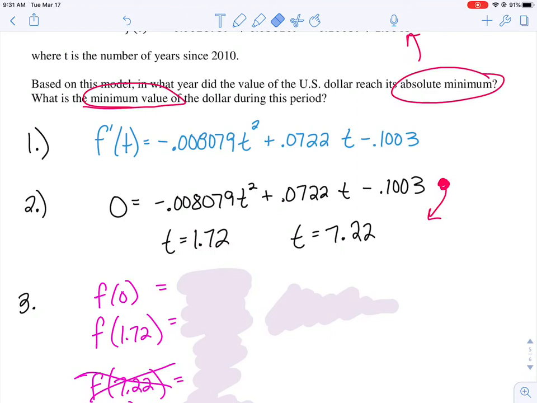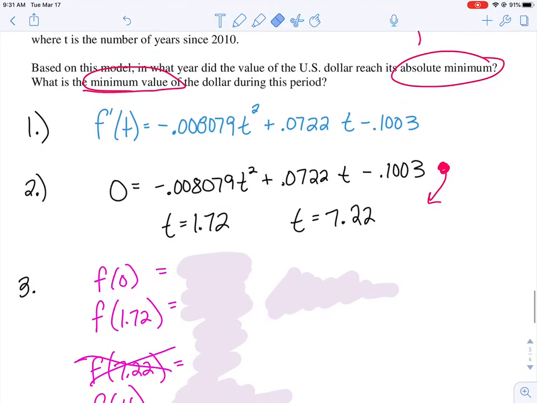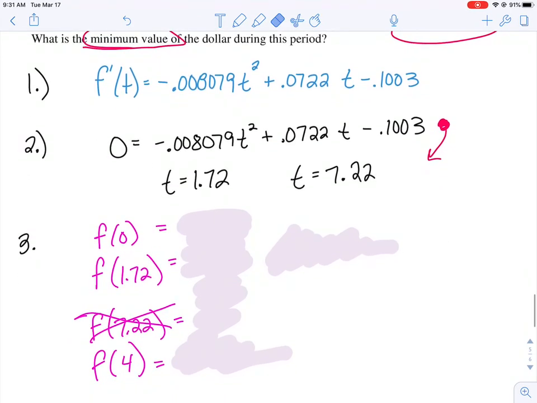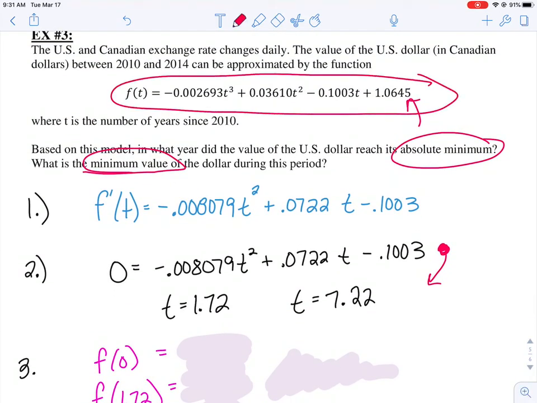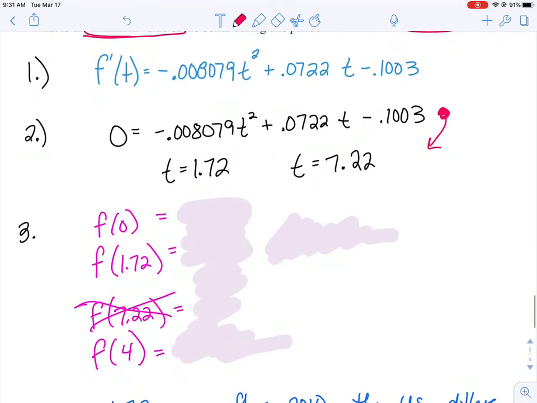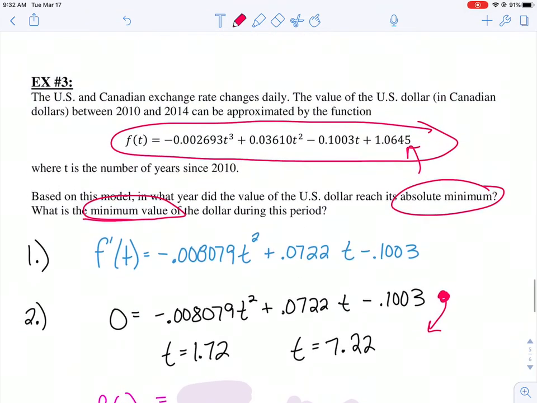So in my calculator, I figured out that my critical numbers are at 7.22 and 1.72. Now, once I find these critical numbers, remember we're going to take these critical numbers and we're going to plug it into the original problem and the original function. So that's this big craziness up here. Again, I'm going to show you in that video how to take your critical numbers and plug it into the original without having to redo it every single time in your calculator and make a mistake. Okay? But I'm going to take my critical numbers, remember that was the 1.72 and the 7.22, and plug it into that original. But do you notice that I've crossed off the 7.22?